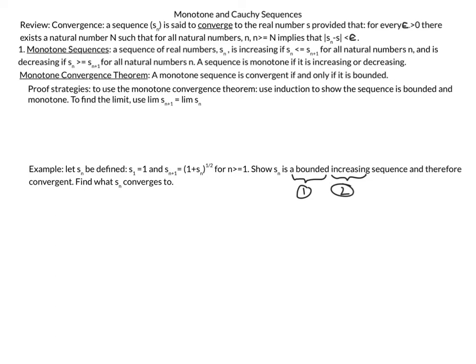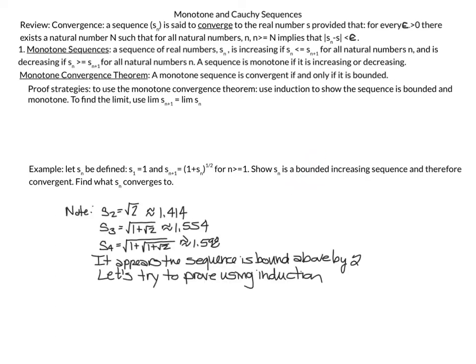First, we kind of have to have some idea what its upper bound is. To that end, I started writing terms of the sequence. So I have S2 equal to the square root of (1 + S1), which is the square root of 2. Then I have S3 equal to the square root of (1 + square root of 2). And then I did a few more terms, which I didn't write all of them down, but it appears the sequence is bounded above by 2. And we're going to prove this using induction.